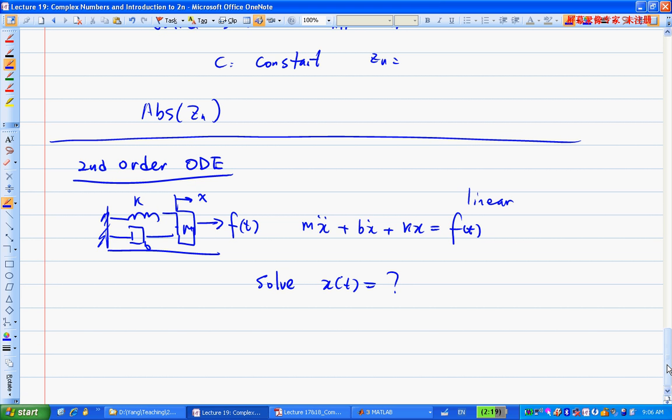Now, before we talk about how to solve this, we have to lay down a few theories. First, I'm going to write a general second order ODE. In general, the format of a general second order ODE is y double prime plus p(x) y prime plus q(x) y equal to f(x). Okay, so that's general.